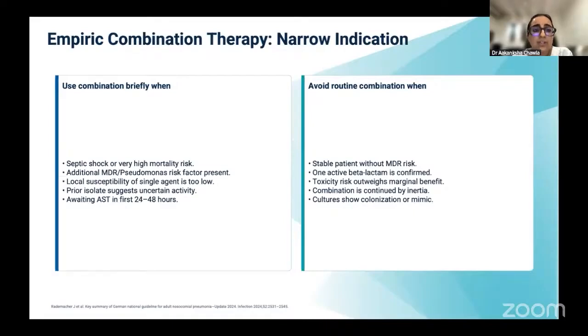So I was just talking about combination therapy. You should use combination therapy briefly in patients who are in septic shock, have additional MDR or Pseudomonas risk factors present, and you're awaiting your AST results. Avoid routine combination when the patient is stable without MDR risk. Once one active beta-lactam is confirmed, toxicity risks outweigh the benefits. And the combination, you just keep continuing even after you've received your AST. You need to de-escalate. You need to narrow down if your patient does not require that combination that you started as an empirical therapy, and cultures are now showing you colonization, or you've ruled out that this is a mimic. Even then, you should de-escalate.